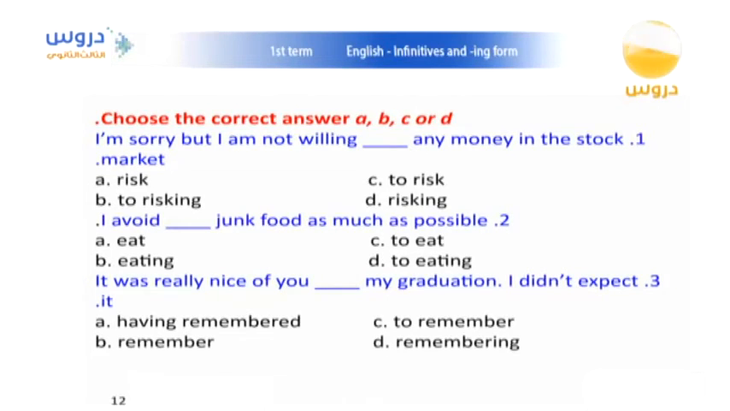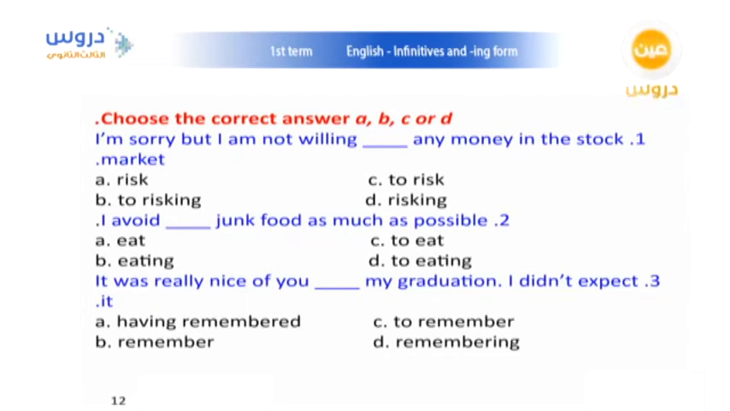An infinitive form or a gerund form. So infinitive and an ing form. Let's start with the first one. I'm sorry, but I'm not willing ___ any money in the stock market. According to what you have just learned, what is the answer? Which letter? Is it A, B, or C? Is it an infinitive? Noor, great. Good job, Noor.